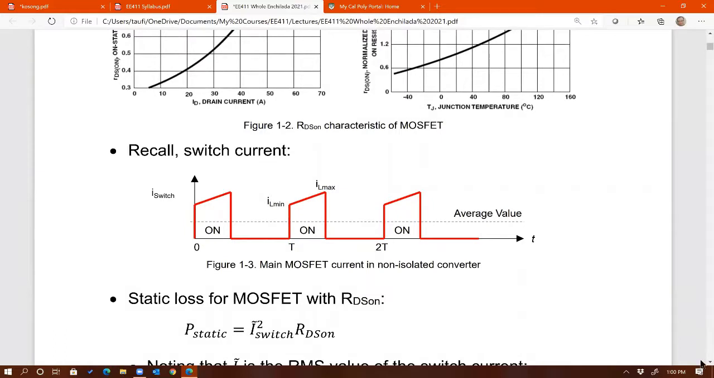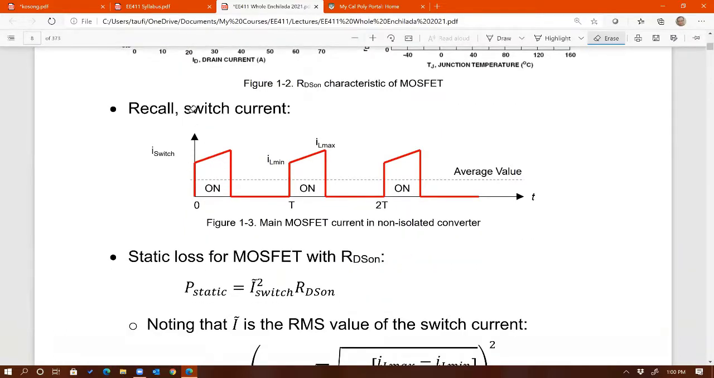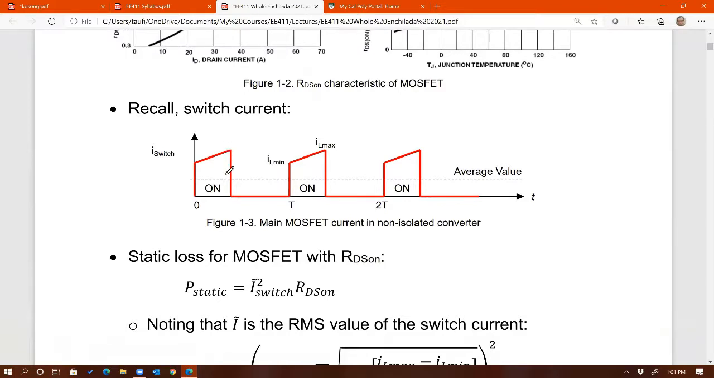This is just to show you maybe a refresher from EE411. How do you calculate static loss? Well, you have to know the current waveform through the switch. This is a typical shape of the current waveform through a MOSFET or through a switch in a buck, boost, buck-boost, and so on. Remember this trapezoidal current waveform. That happens when the switch is on, and then when the switch is off, it's 0 amps, and so on. So the very first step is to be able to determine the shape of the current waveform through the switch.